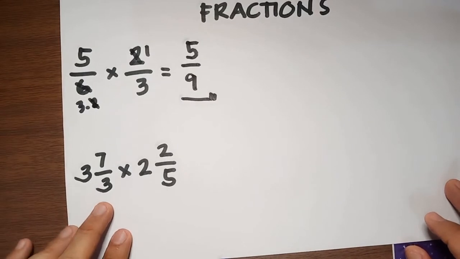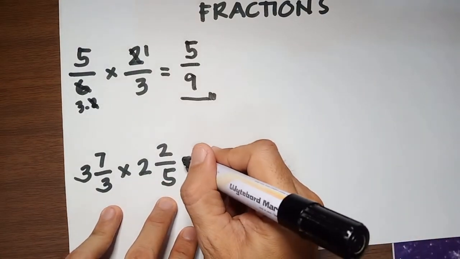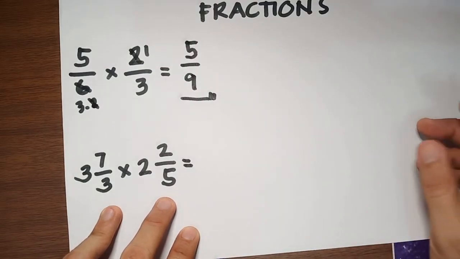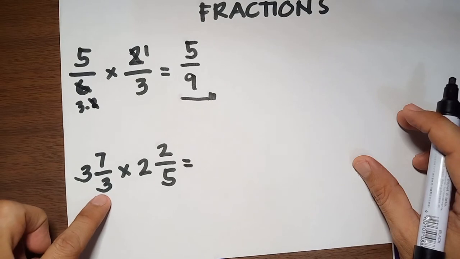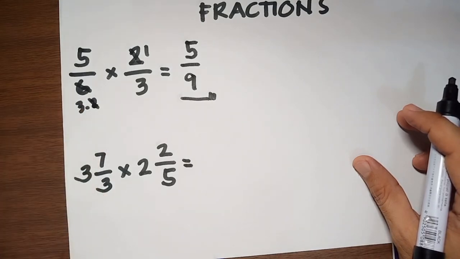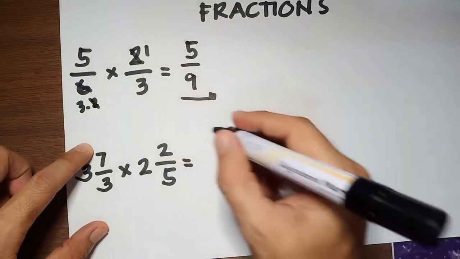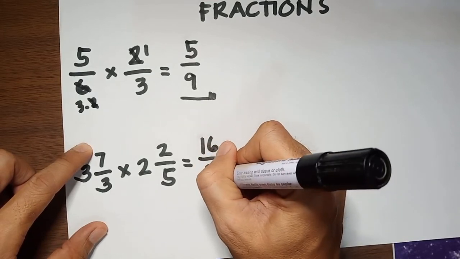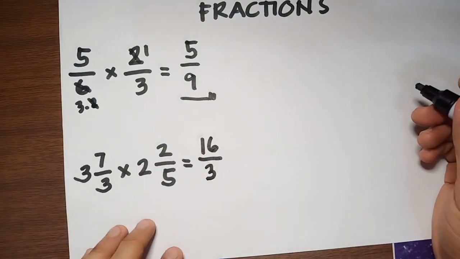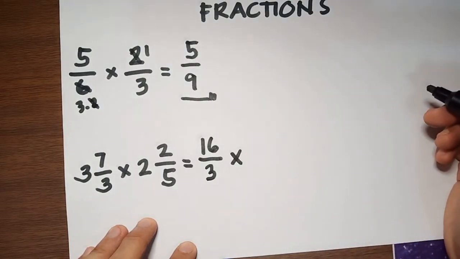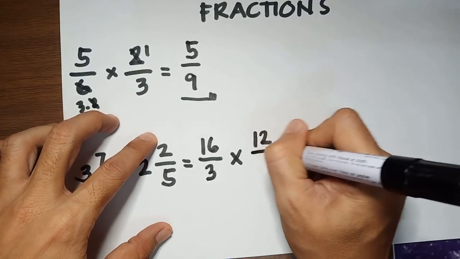Okay, let's proceed to the next example. Say you are given 3 and 7 over 3 times 2 and 2 over 5. This time we are given a mixed number. So what we need to do is to change first the mixed number to improper fraction. So how do we change this one to improper fraction? We just simply multiply the denominator and the whole number, then add to the numerator. So this will become 3 times 3 is 9 plus 7 is 16. So we can write this one here as 16 over 3. Again, 3 times 3 is 9 plus 7 is 16. So that is 16 over 3. Then the same for the other one, 5 times 2 is 10 plus 2 is 12. So we have 12 over 5.